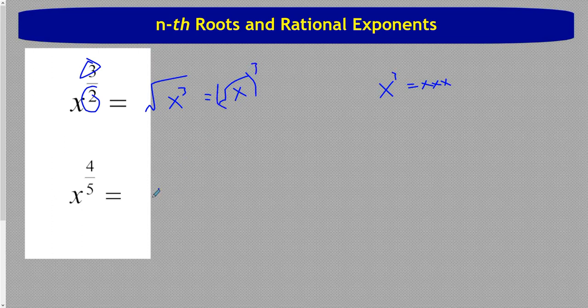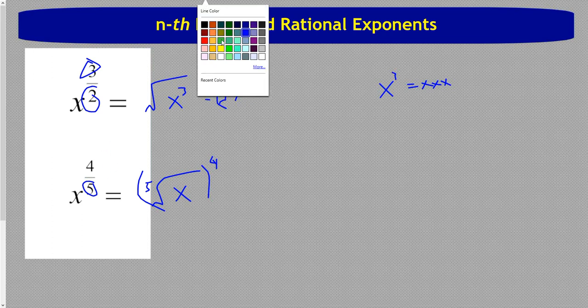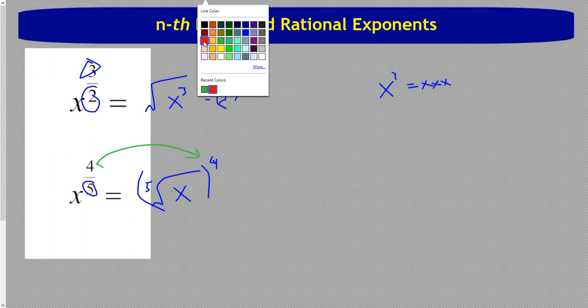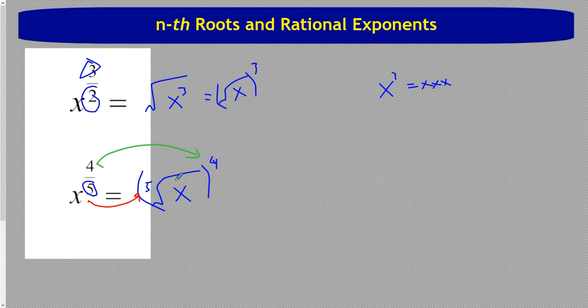Okay, so x to the 4/5 means that we are taking a root of x. We want the 5th root, and we're going to raise the entire thing to the 4th power. Okay, so the numerator, let me change colors. The numerator tells us which power to raise the radical expression to, and the denominator tells us the index of the radical.